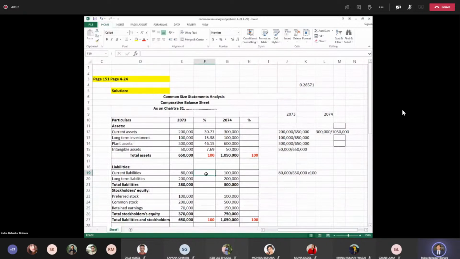So 80,000 divided by 6,50,000 multiply 100. So it is 12.31 percentage, and you calculate the percentage of each and every component, like first current liabilities.